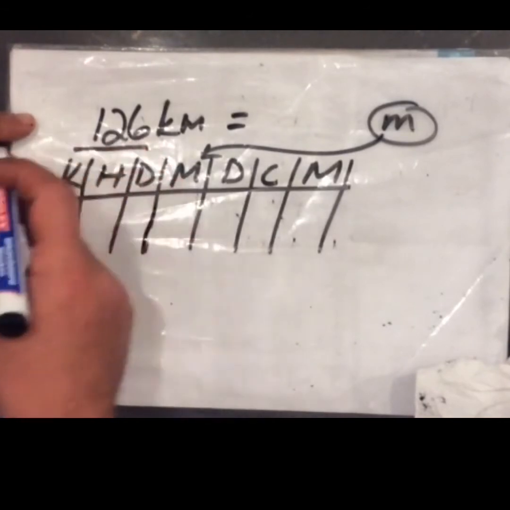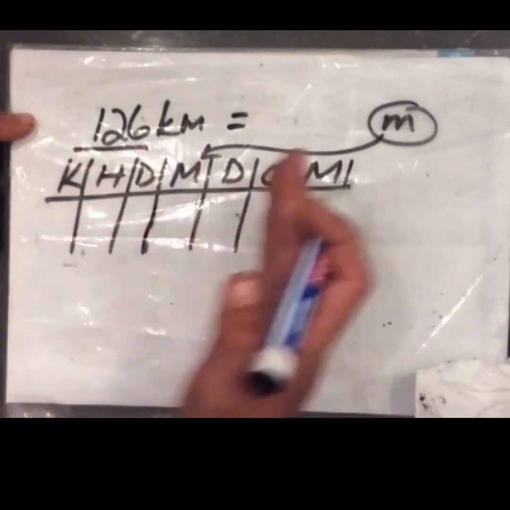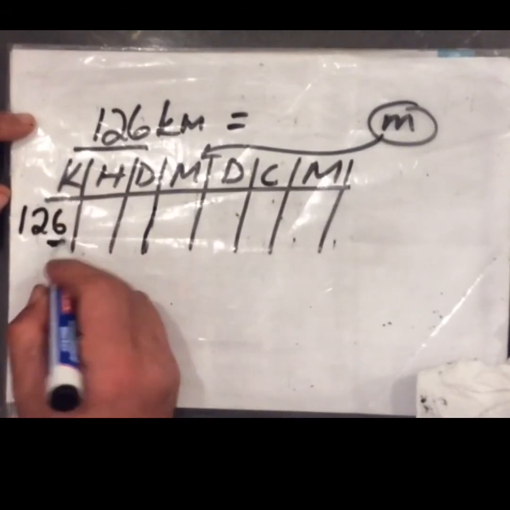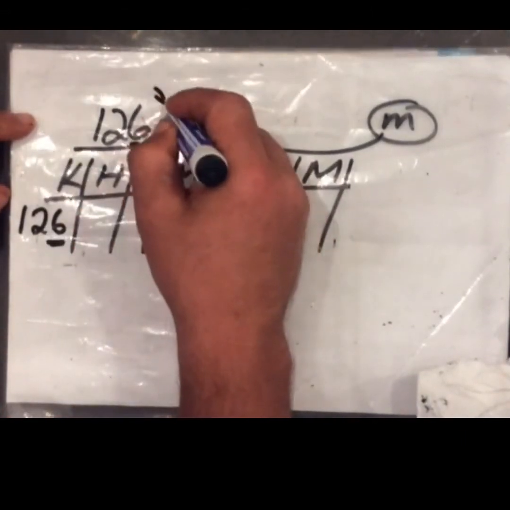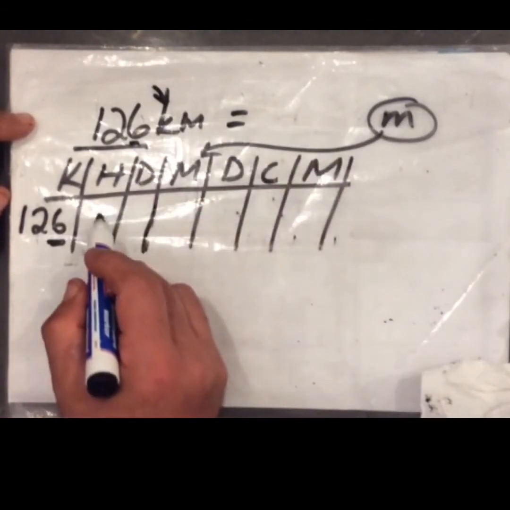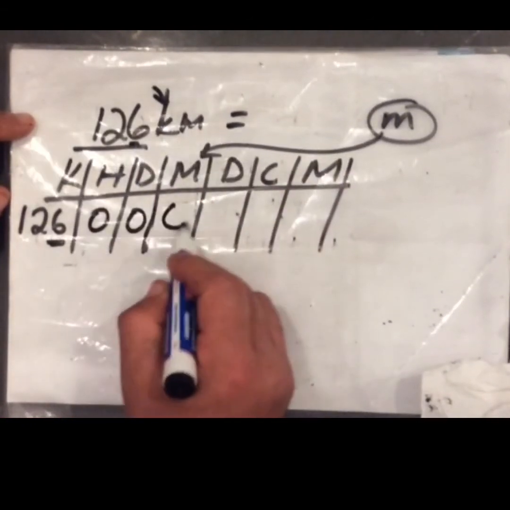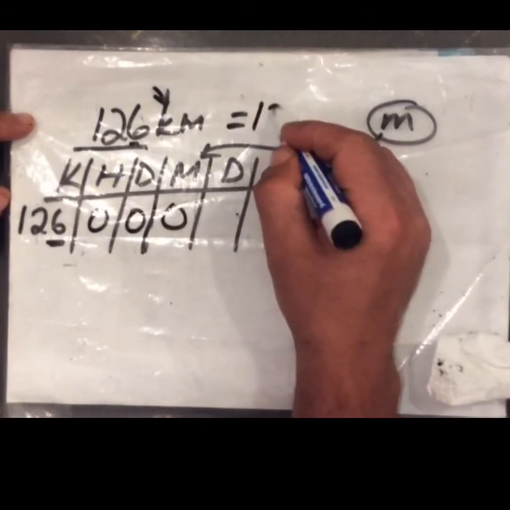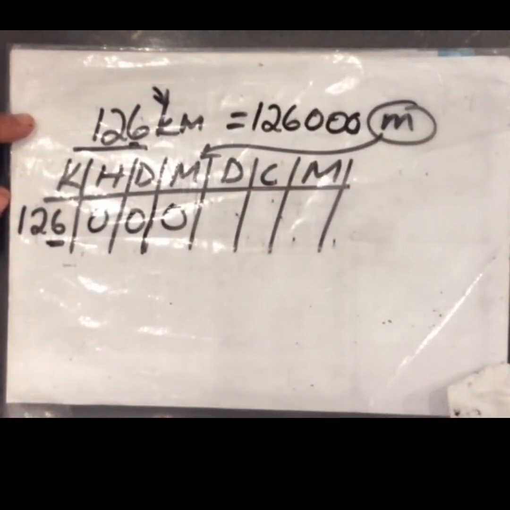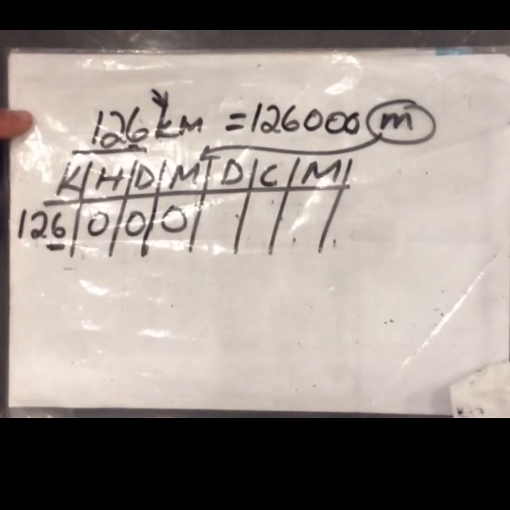And remember, like we saw in the previous example, that the small unit goes into the small side. So we got 126 kilometers. That 6 unit is actually the first kilometer, or rather the unit of kilometers. Okay, then we're going to meters. So all we have to do is add in the zeros, and then we can see we have 126,000 meters. Alright, 126 kilometers is equal to 126,000 meters.